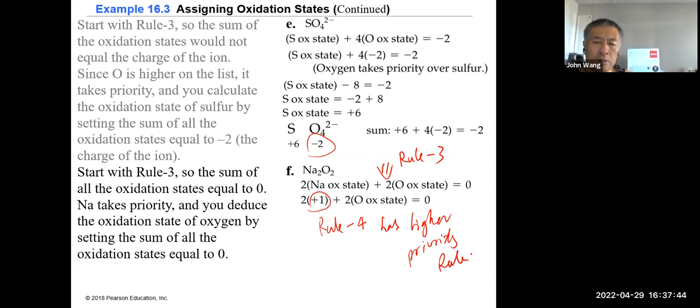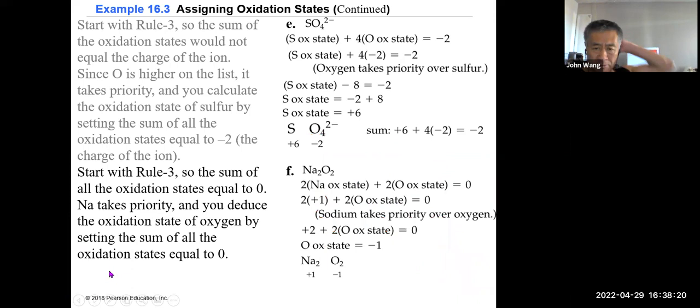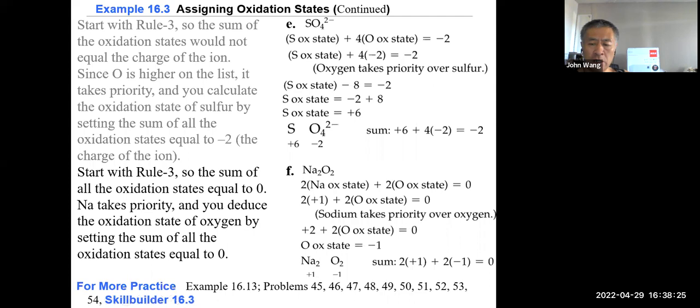So even though rule five tells you oxygen will be negative two, before you get that, you already get some answer from rule four. Rule four dominates, or has higher priority. So therefore, you will use plus one for sodium and put it here. You solve this equation to see what the oxygen oxidation state will be, and it turned out to be negative one. So it's not the common one. All right, so those are a few practice questions to learn how to use the rules to assign the oxidation state for the atoms.